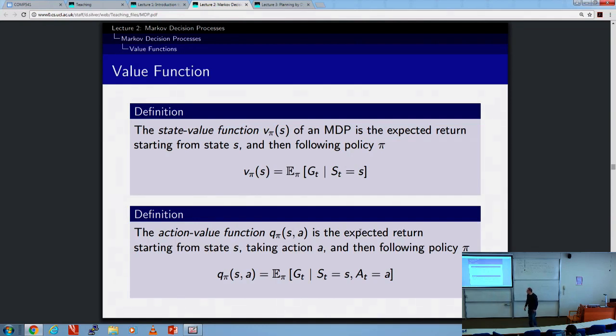In both cases now, as opposed to the MRP case, these functions are parameterized by pi, the policy. If you change the policy, your value function changes. Both the v function and the q function change. They both depend on pi now.